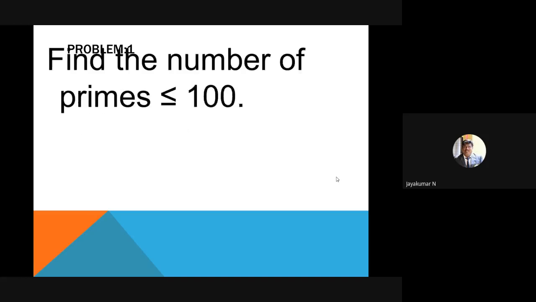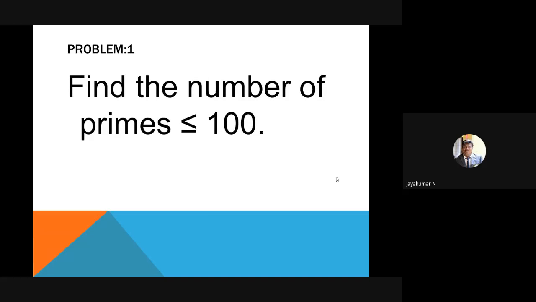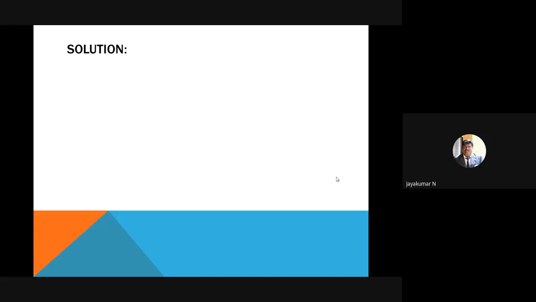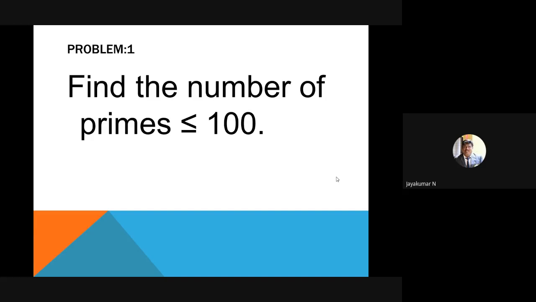Problem 1. Find the number of primes less than or equal to 100. This is an important problem. First we have to find the prime numbers less than or equal to root of 100. Then only can we find the number of primes less than or equal to 100.